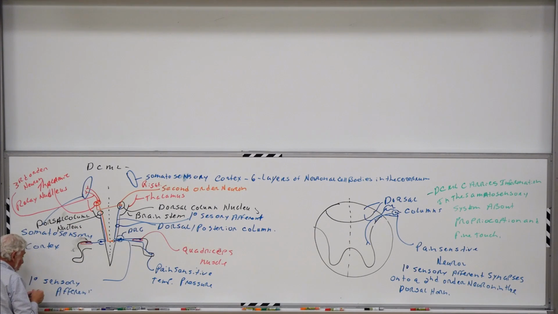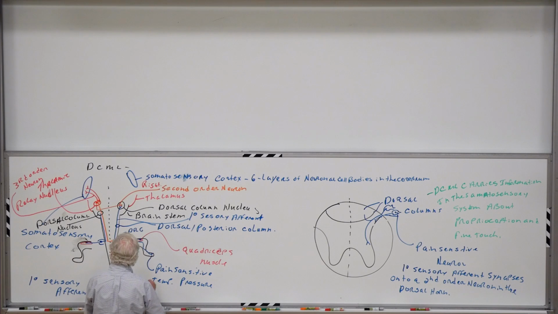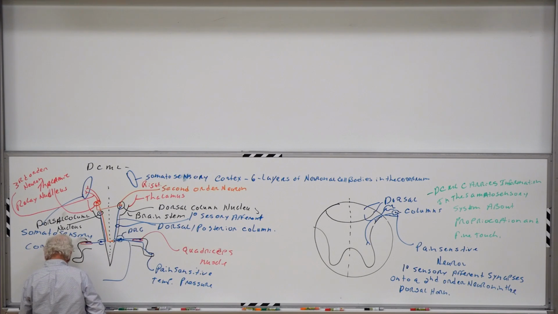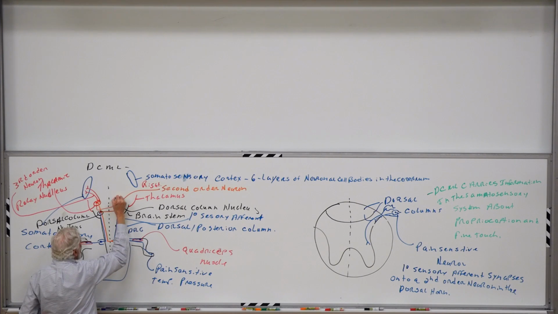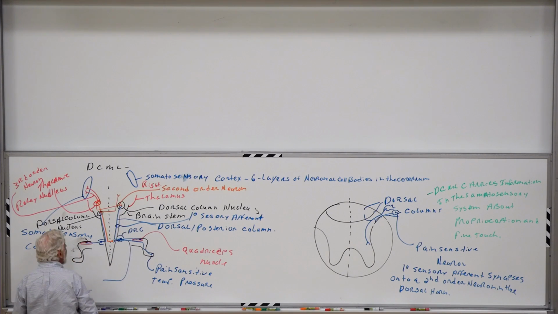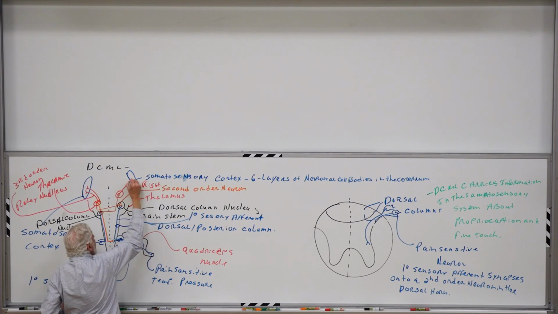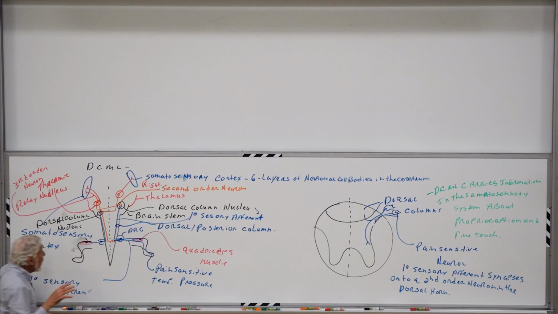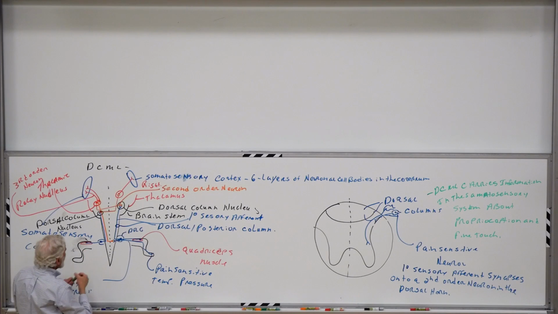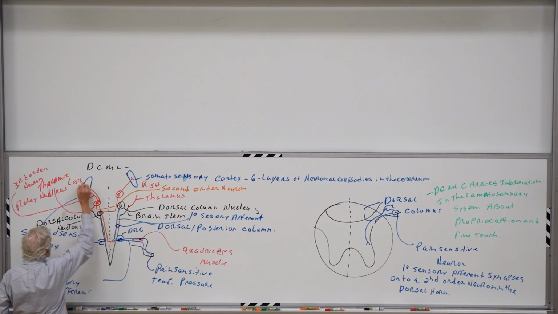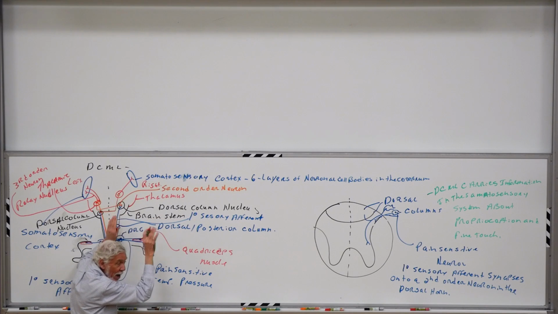Then, of course, the primary sensory afferent synapses onto the second order neuron. And the second order neuron then will cross over the midline and ascend the cord on the opposite side to the thalamic relay nucleus. And then the third order neuron, the thalamic relay nucleus, then sends a process to the somatosensory cortex. So this is simply the pathway for fine touch and proprioception on the left side. And it's repeated on the right side. So the pattern is the same.